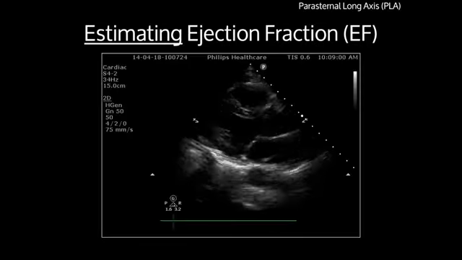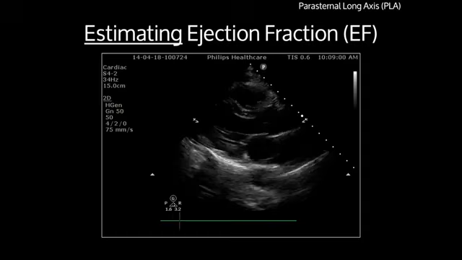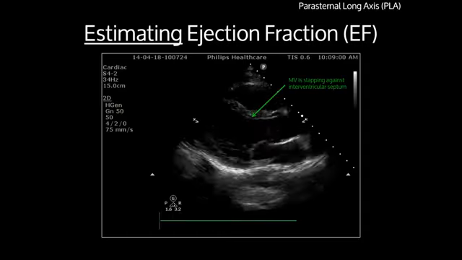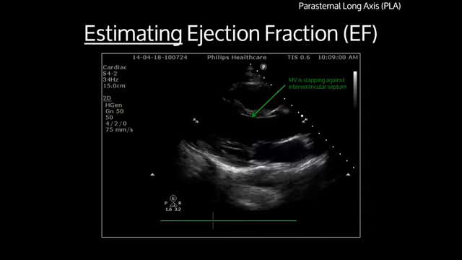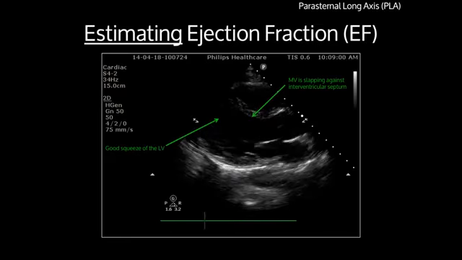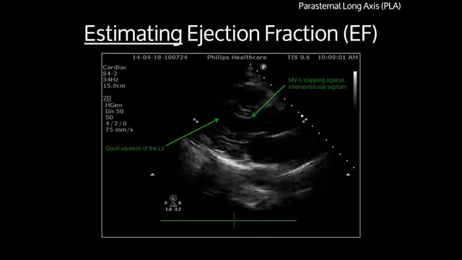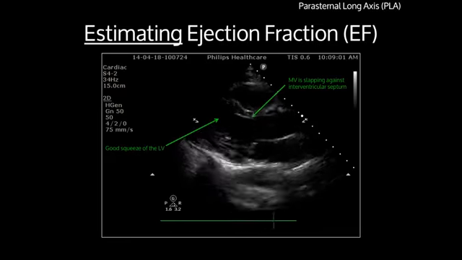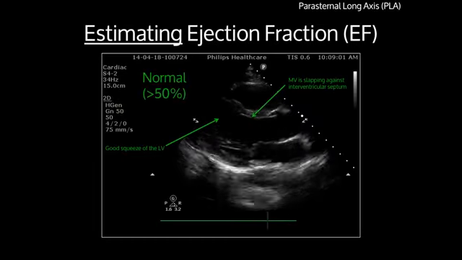In this ultrasound image, you can see that the anterior mitral valve leaflet is slapping up against the interventricular septum. You can also see that there is good squeeze of the left ventricle and that the ventricular walls are almost touching with each contraction. This is indicative of a normal ejection fraction of greater than 50%.